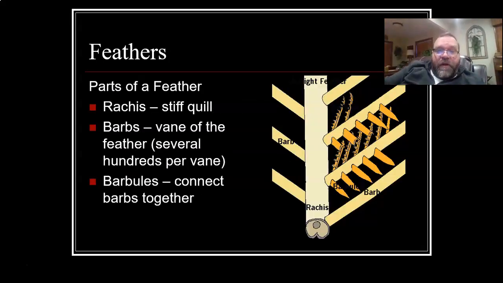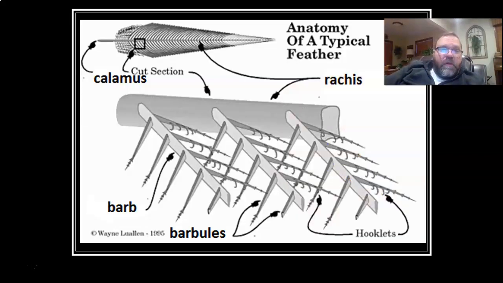Parts of a feather. You have something called the rachis, that's the stiff quill. You have the barbs, those are the veins of the feathers, and then on the barbs you have something called barbules. Those connect the barbs together. There'll be another picture here as well. Here's another picture of what it looks like. The anatomy of a feather.